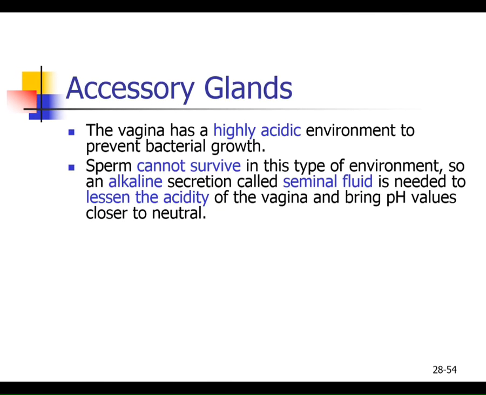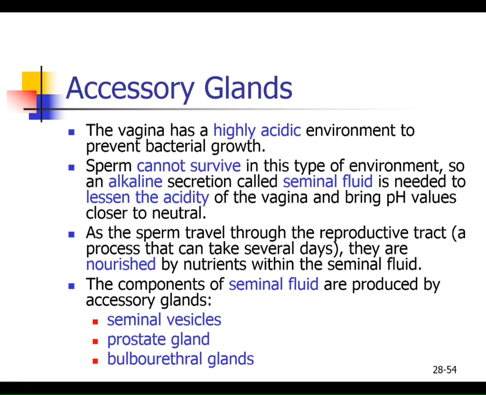Now, there are some accessory glands that are important for sperm production and sperm health, and they are necessary, and we talked about these in lab a little bit. The vagina is a very acidic location, very low pH, and that's important to prevent bacterial growth within the vagina. However, sperm cannot handle that environment, and so the semen will necessarily be alkaline to help neutralize the acidity of the vagina.